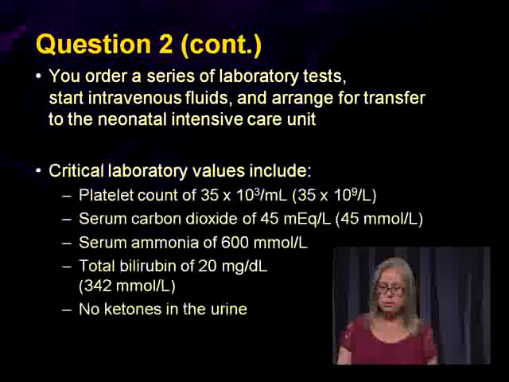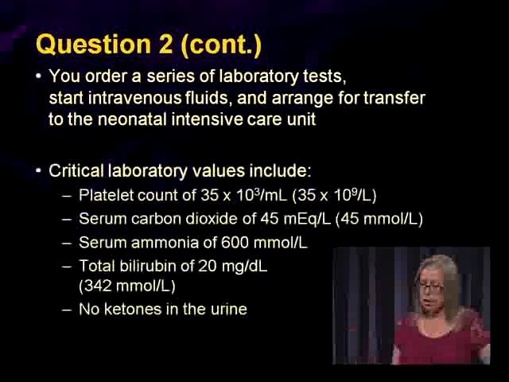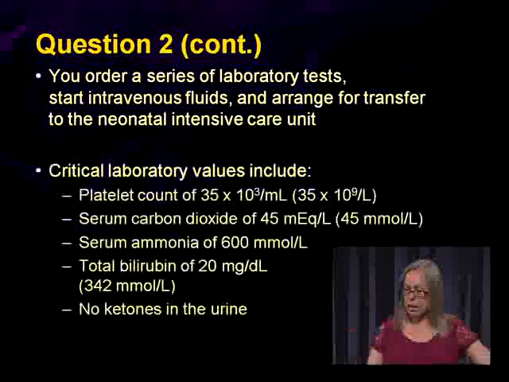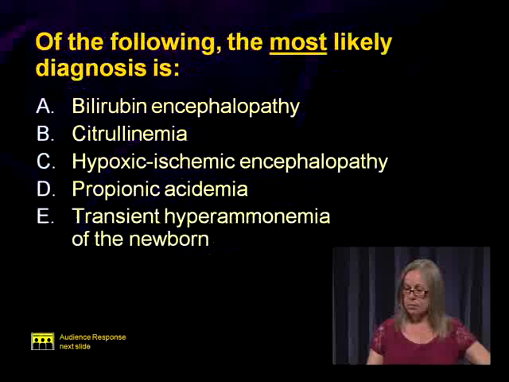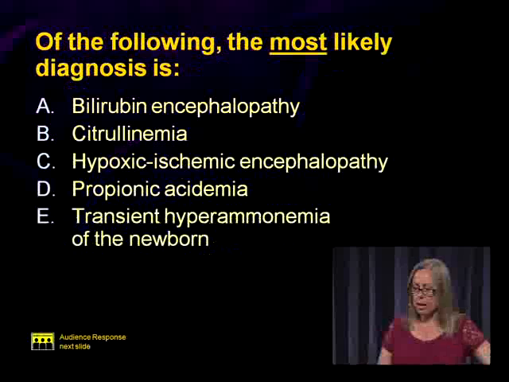Your lab values include platelets of 35, carbon dioxide of 45, ammonia of 600, total bili at 20, and no ketones in the urine. The most likely diagnosis is bilirubin encephalopathy, citrullinemia, hypoxic ischemic encephalopathy, propionic acidemia, or transient hyperammonemia of the newborn.